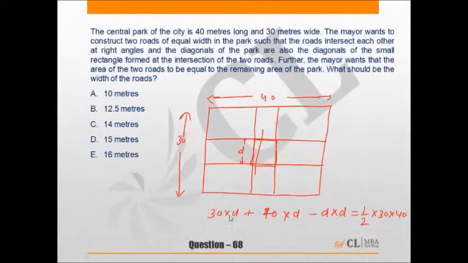From here we get d square minus 70d plus 600 equals 0, and on factorization we get d minus 60 into d minus 10 equals 0. From here we get d as either 10 or 60, but 60 is not possible as the length as well as breadth of the park is less than 60, so the value of d will be 10 meters. Hence the breadth or width of these two roads is 10 meters, which is option A.